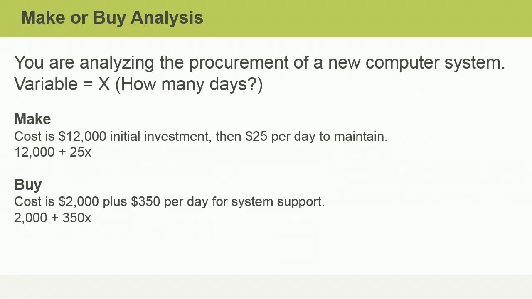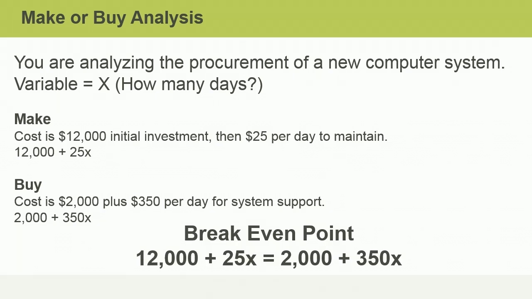The variable here is the number of days we will need the computer system. Let's use x to represent the number of days. So the cost to make the system would be 12,000 plus 25x, and the cost to buy the system would be 2,000 plus 350x. The next thing we do is place the cost to make on one side of an equation and the cost to buy on the other side of the equation with an equal sign in the center. Then solve for x. Take a moment to perform this calculation.